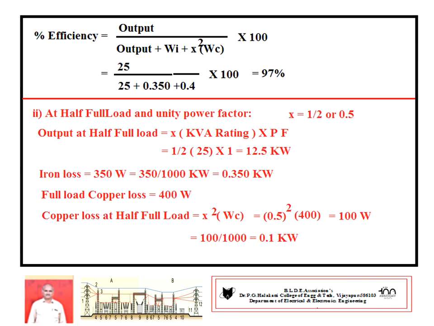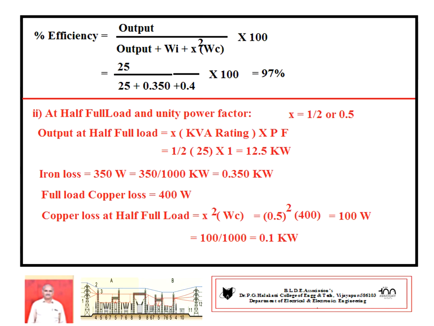Then you go for the final touch. Efficiency equal to output divided by output plus iron loss plus X square times Wc, into 100. 25 divided by 25 plus 0.35 plus 0.4, into 100. You are going to get around, sir, 97%.